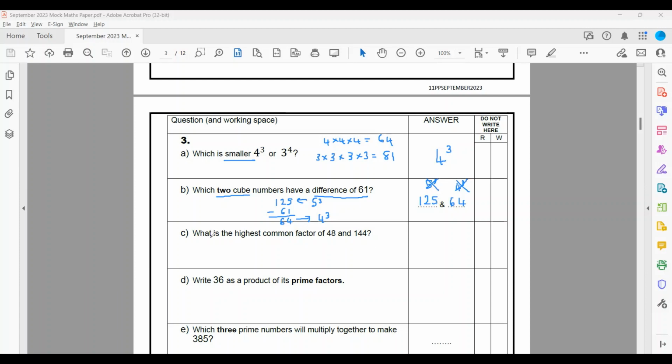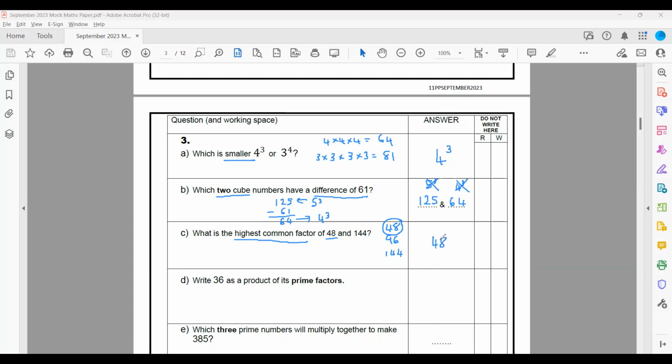Looking at part C, we've been asked for the highest common factor of 48 and 144. So the largest the number could be will be 48. And we need to now just check to see if 48 goes into 144 exactly. So if I write out my 48 times table, 48, 96, 144, it does. So therefore, the highest common factor for these two numbers is 48.